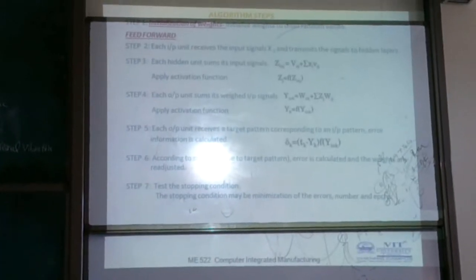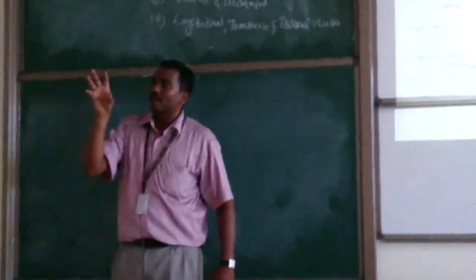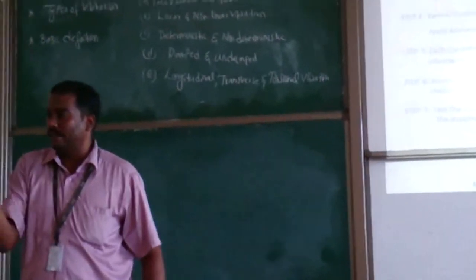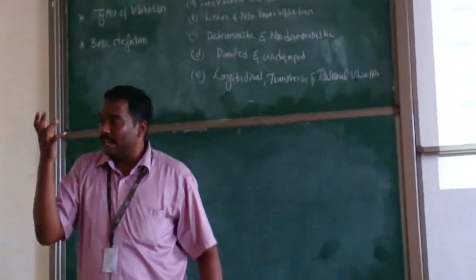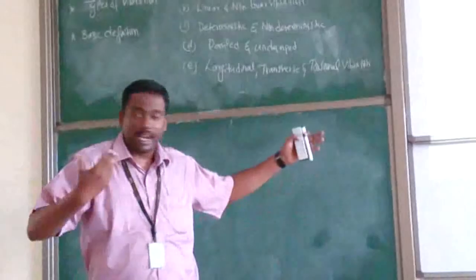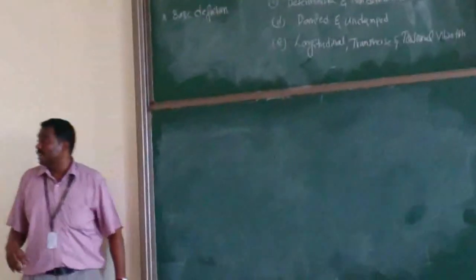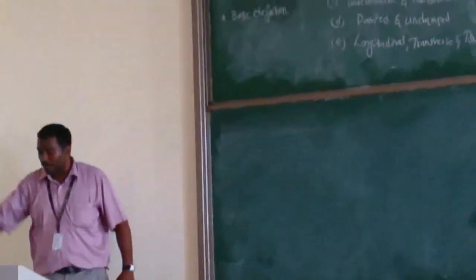That's all. And where the error is not minimized, that is not the network. That is your exact, perfect network. So for getting the perfect network only, we are going for training the neurons. That is called back propagation of the network. This is known as a multi-layer feed-forward network.